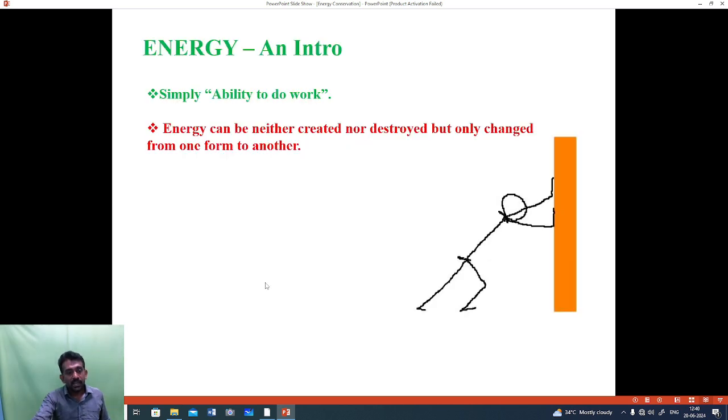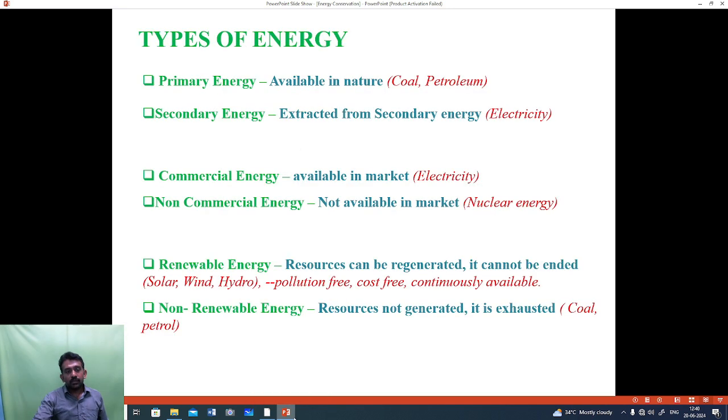First, the energy. So energy is the ability to do work. Energy can neither be created nor be destroyed, but only changed from one form to another form. So what are the different types of energy, how is it categorized?